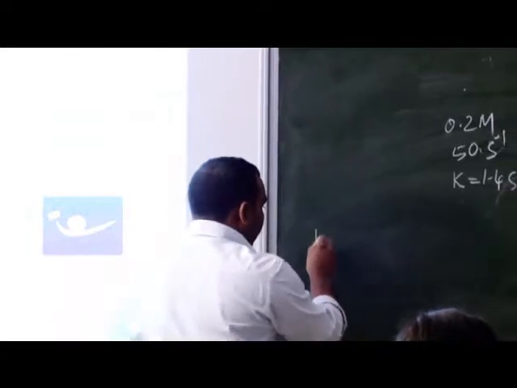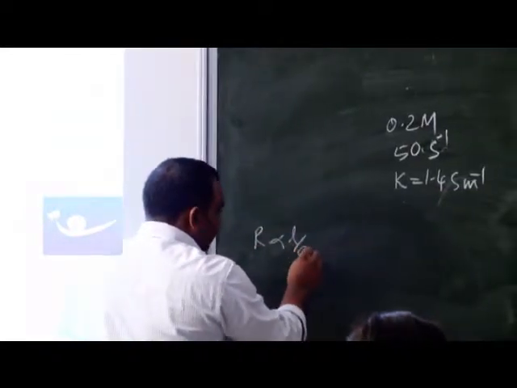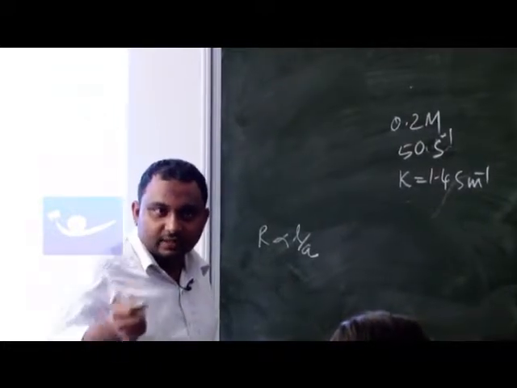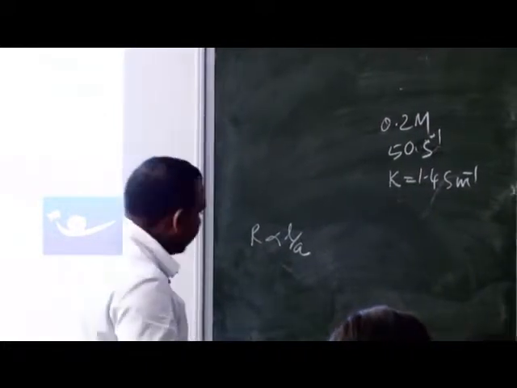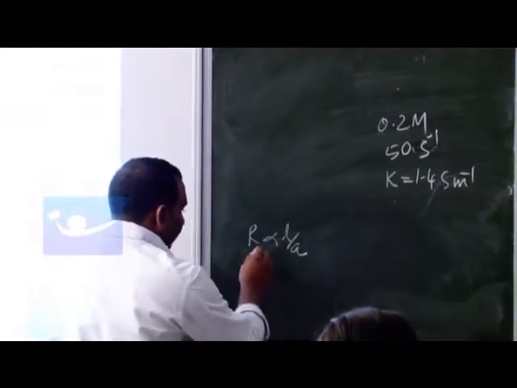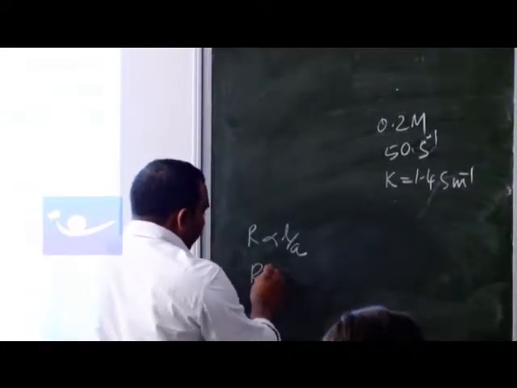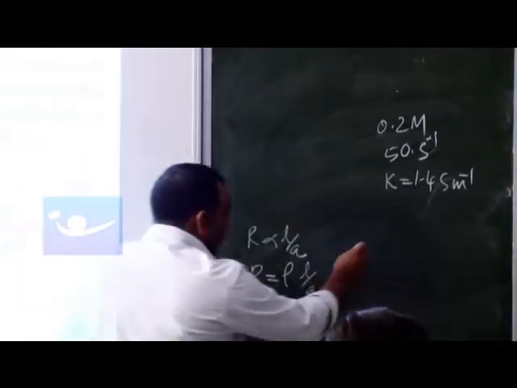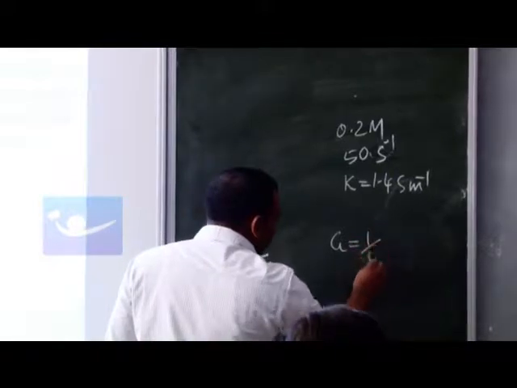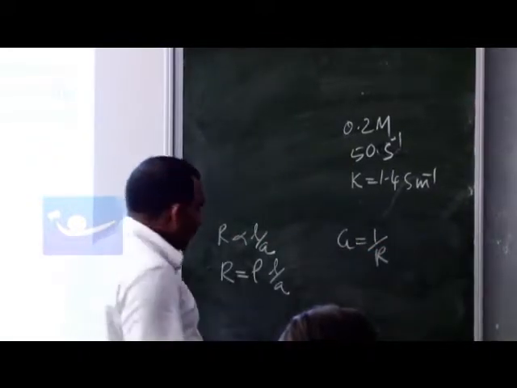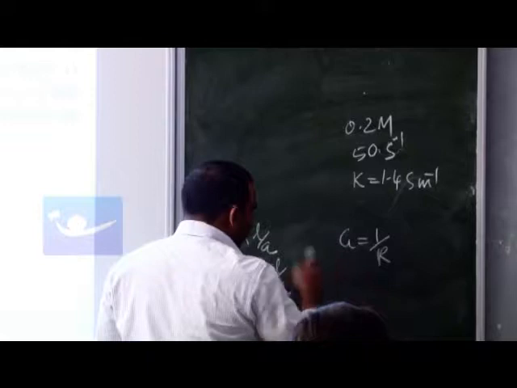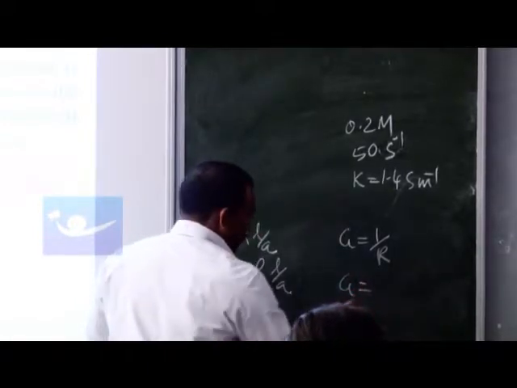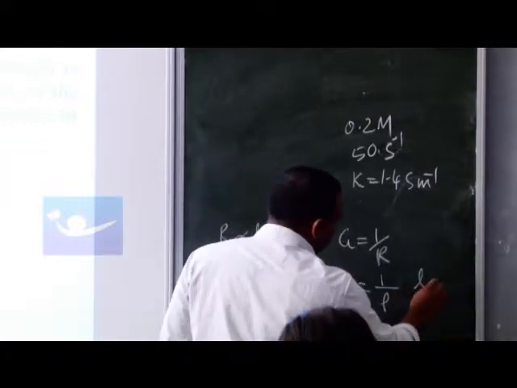So you know that R is directly proportional to L by A: directly proportional to the length of the rod, inversely proportional to area of cross section. Then when you remove the proportionality, you can write rho into L by A, and you know that conductance is equal to 1 by R. When you take conductance is equal to 1 by R, then how do you relate G is equal to 1 by rho into L by A?